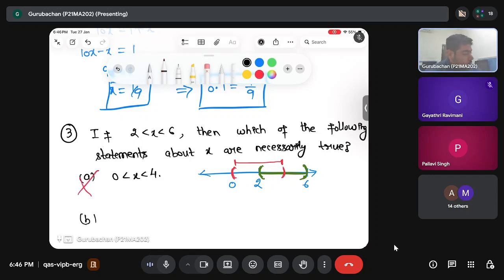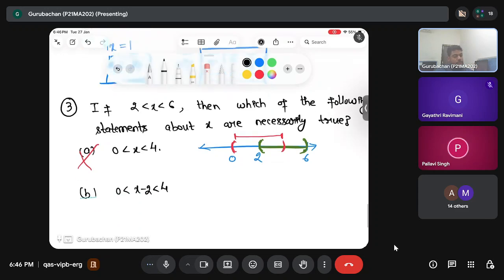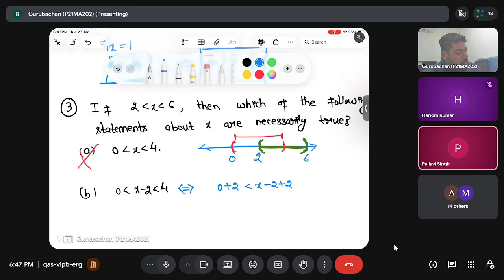Now in the same way, tell me about this. If x minus 2 lies between 0 and 4, tell me about this one. We have to solve the inequality first. What you can do is add 2 to these inequalities: 0 plus 2 less than x minus 2 plus 2 less than 4 plus 2.